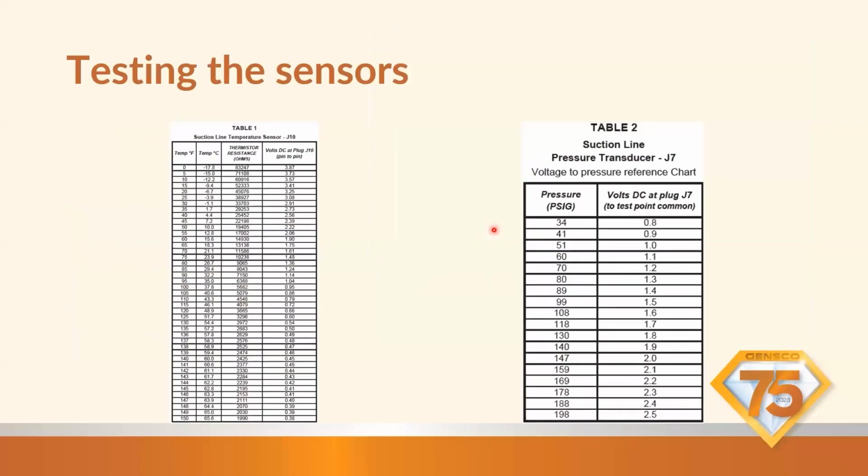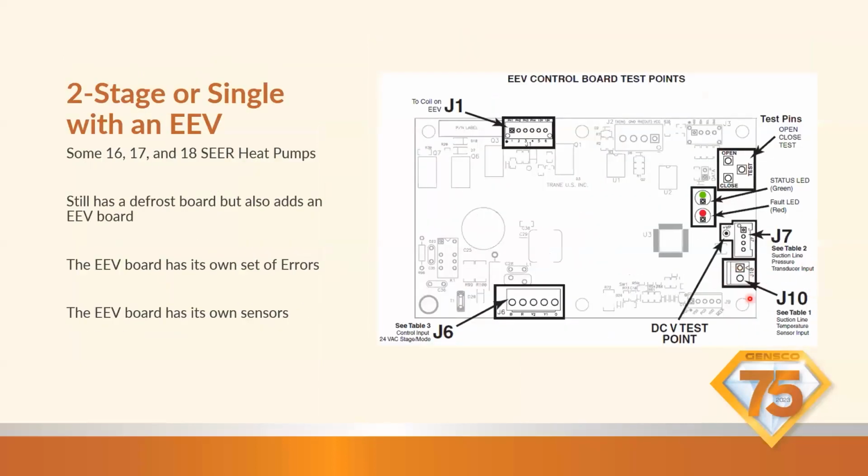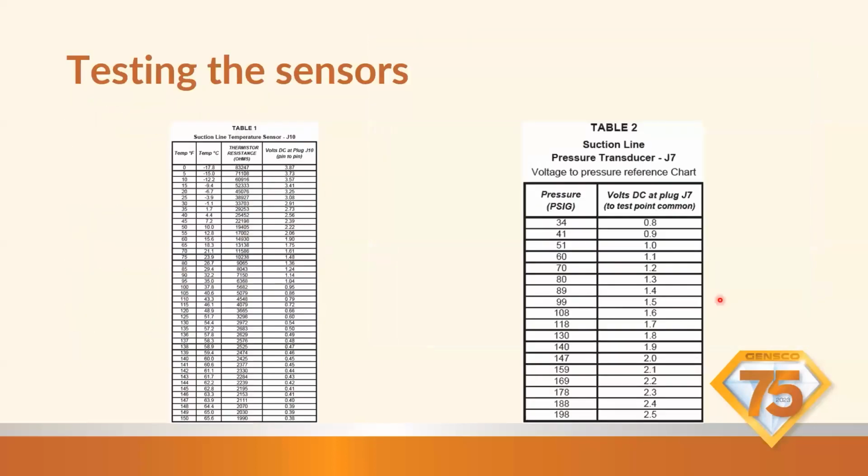Real quick, before I show you how to clear it, here's the service pack. You'll notice here we got 75 degrees, 10K ohms, the exact same scale as the other sensors. So this is for your suction line temp sensor, right back here on J10. And then you're going to have your suction pressure transducer. We're just going to measure volts DC. So as you can see here, volts DC at plug J7, test point to common, okay?